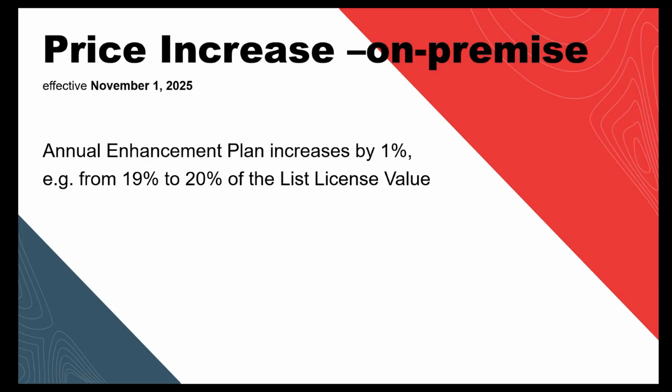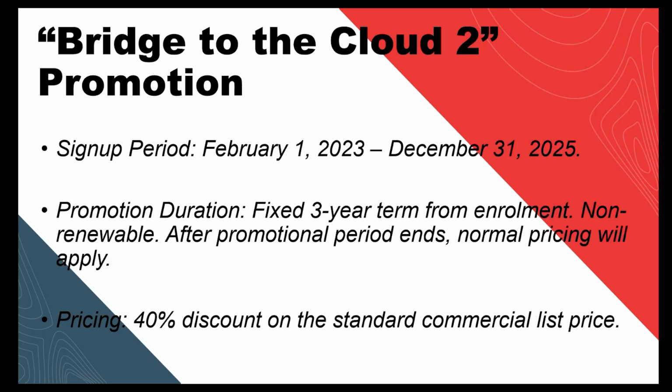So it started way back at 16, now 19, now 20% of the list license value will be the price you have to pay for that. We do have a promotion for those on-premise customers, the Bridge to Cloud 2 promotion, which comes to an end on 31st of December this year. So it's just another 1.5 months to go.